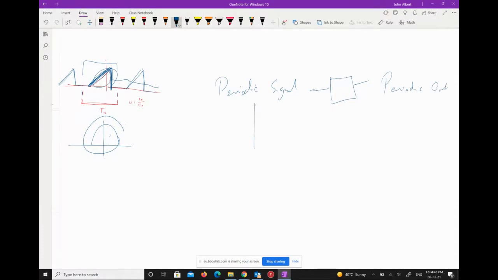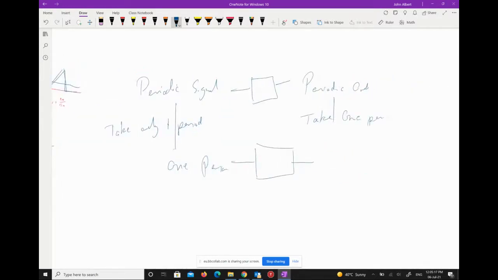Okay. Now, if you take only one period and put it into the same filter, the output, you cannot say in here, take only one period. And if I write in here, take only one period, I cannot take one period from here and put it in here.